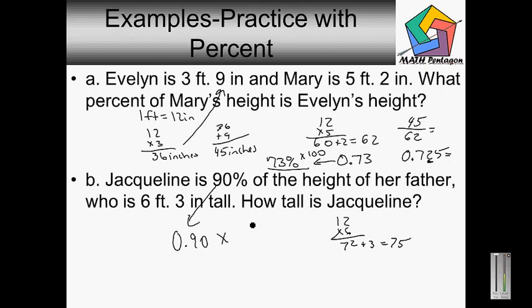So now I know the height of her father in inches, so it's 75 inches times the 90%. So I put it as 0.90. So 0.90 times 75 inches, and I will get 67.5 inches. So the final answer to this, Jacqueline's total height, is 67.5 inches. So that's the final answer to that.